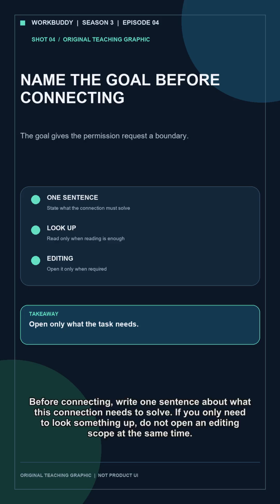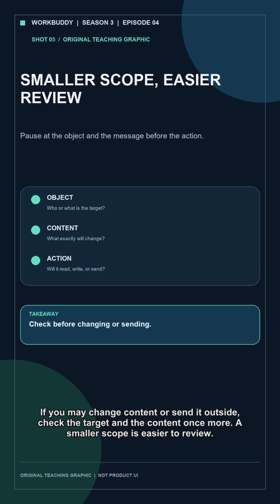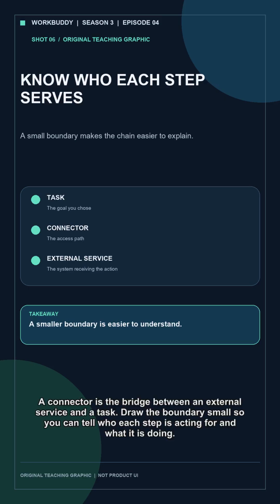Before connecting, write 1 sentence about what this connection needs to solve. If you only need to look something up, do not open an editing scope at the same time. If you may change content or send it outside, check the target and the content once more. A smaller scope is easier to review. A connector is the bridge between an external service and a task. Draw the boundary small so you can tell who each step is acting for and what it is doing.